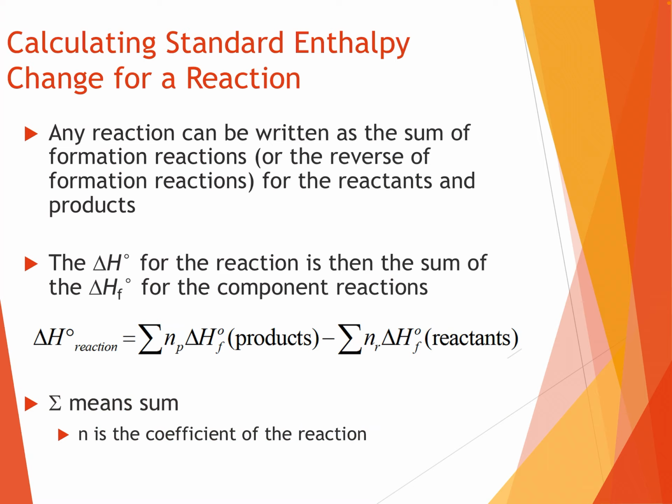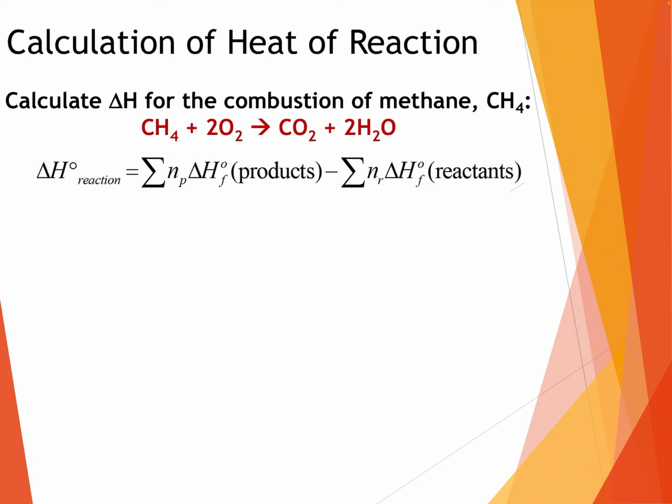Because we can write any reaction as a sum of the formation reactions or as the reverse of the formation reactions for the reactants and the products. If we have the products, those are being written essentially as the forward reactions, which is why they're positive. If we have the reactants, essentially we've written the formation reaction backwards, if you can think about it that way, because we are breaking it apart along the way, which is why this is going to be negative. So we're going to have the delta H value of the products minus the delta H values of the reactants. And this will make more sense as we go through it.